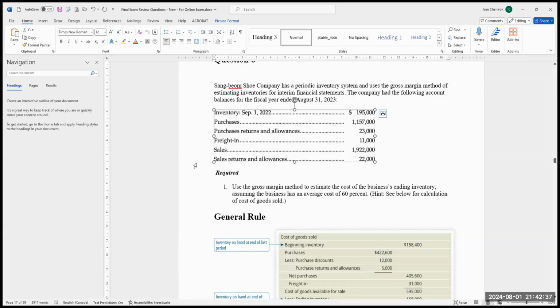As you can see, this shoe company has a periodic inventory system and uses the gross margin method of estimating inventory for interim financial statements. The company had the following account balances for the fiscal year. The requirement is to use the gross margin method to estimate the cost of the business's ending inventory, assuming that the business has an average cost of 60%. So let's go back to the Excel spreadsheet.